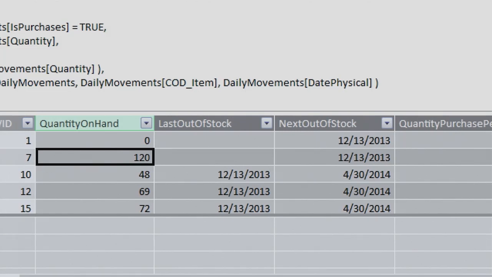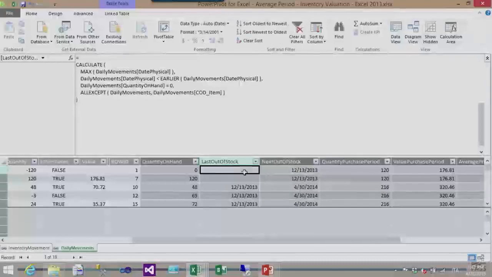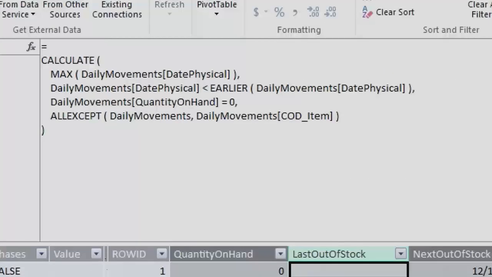So this last out of stock is a formula that fundamentally says, give me the last date in which quantity on hand was 0 for the same product in previous dates. This is what I'm doing. This calculate statement examines all the previous transactions of the same product and looks for a transaction that has quantity equal to 0 and gets the maximum date, because I might have different out-of-stock events. I want to get the last one.